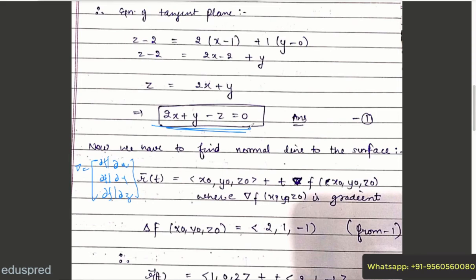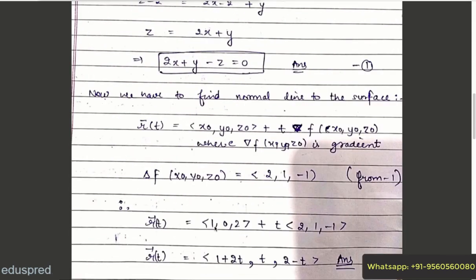So this is your function, and when you differentiate this function with respect to x, you will get 2. Partially differentiating with respect to y will give you 1. And partially differentiating with respect to z would be minus 1. And since these are constants, you don't have to evaluate these at the particular points, as they would be taking the same value at the particular points. So the gradient at (x0, y0, z0) is (2, 1, minus 1). Hence your normal line is (1, 0, 2) plus t(2, 1, minus 1), or (1 plus 2t, t, 2 minus t). This is the equation of the normal line to the surface.